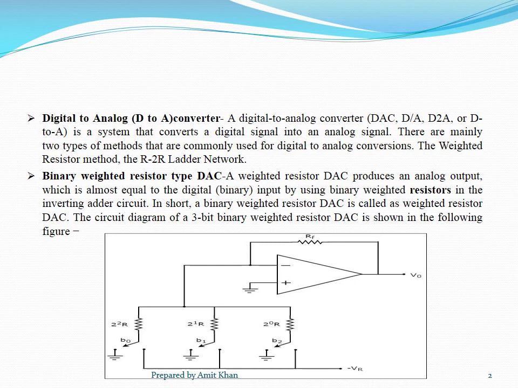The circuit diagram of a 3-bit binary weighted register DAC is shown in the following figure. It is a 3-bit binary weighted register DAC, so we can see in the diagram B0, B1 and B2.